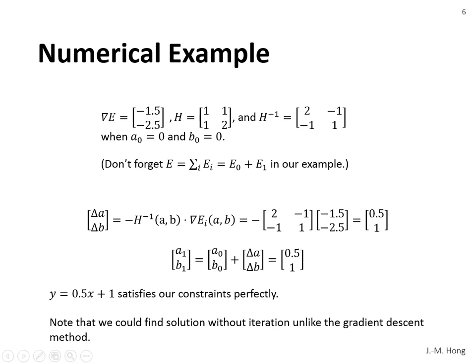So we solved the same problem using the gradient method iteratively. We repeatedly applied the gradient of the error function with respect to A and B. But in this case, we can directly compute the answer in one step. Okay, so this is an example of Newton's method for linear regression.